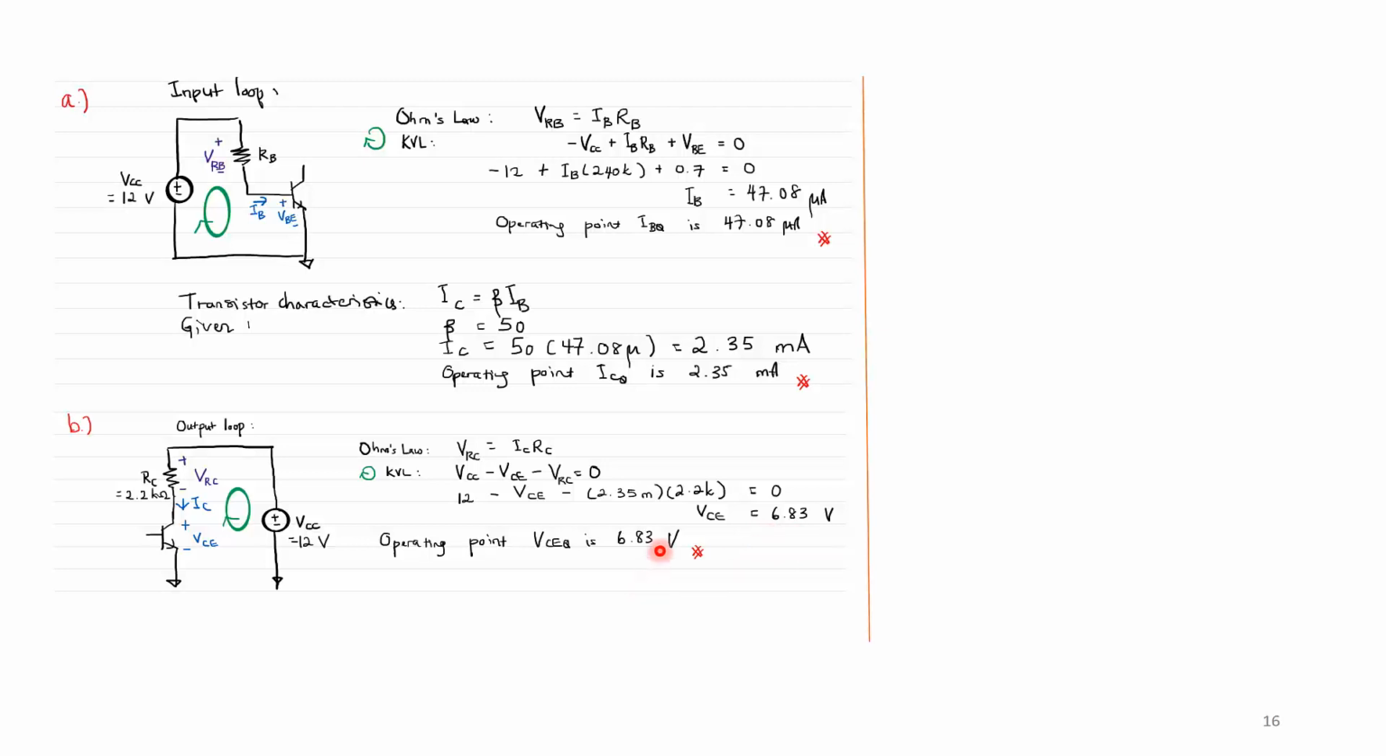So now we have established the operating point: IBQ to be 47 microamps, ICQ to be 2.35 milliamps, and VCEQ to be 6.83 volts.